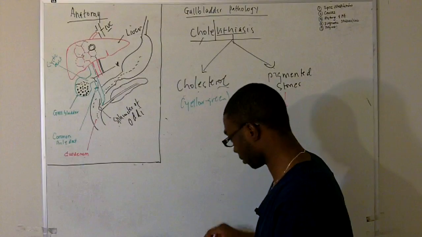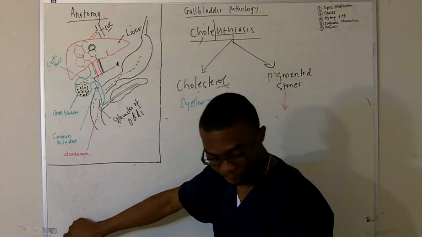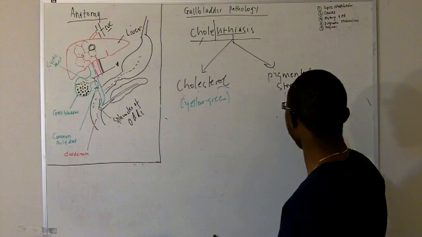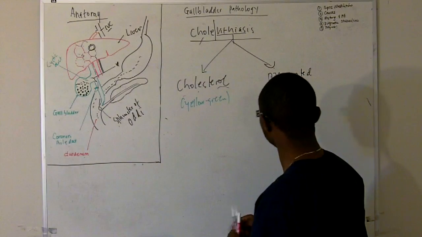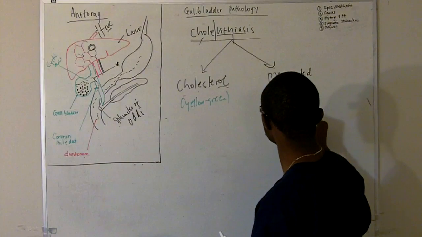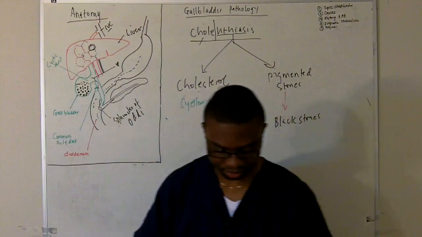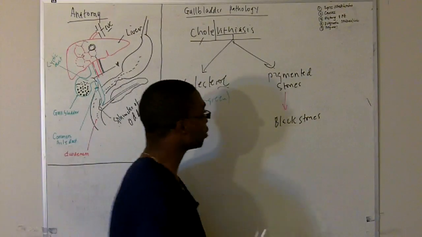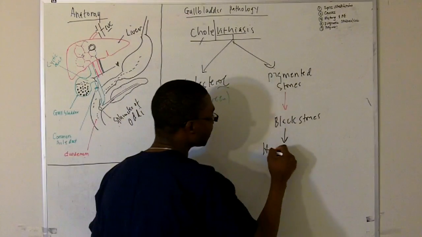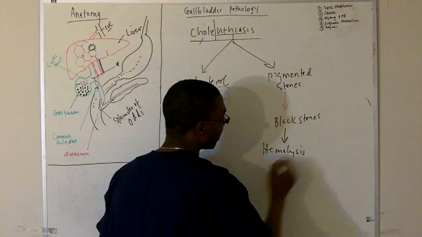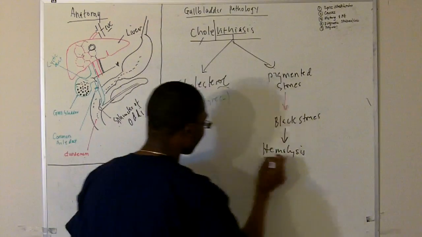However, pigmented stones are usually black. They're usually black stones. Where does pigmented stone come from? This is usually associated with what? Hemolysis. Hemolysis means what? Breakdown of red blood cells.